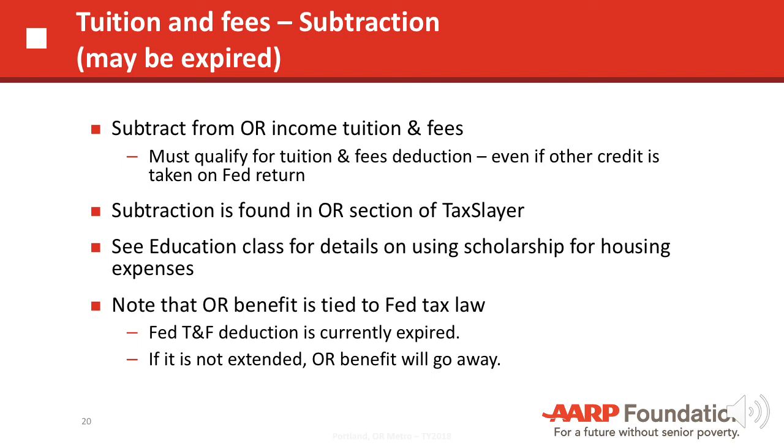And one important note, as of 2017, the Oregon benefit is tied to the federal tax law, and as of this recording, the federal tax law is set to sunset the tuition and fees deduction at the end of the tax year. If it's not extended, or if the state doesn't create their own law around it, it may go away entirely. Just be sure and find out during class.